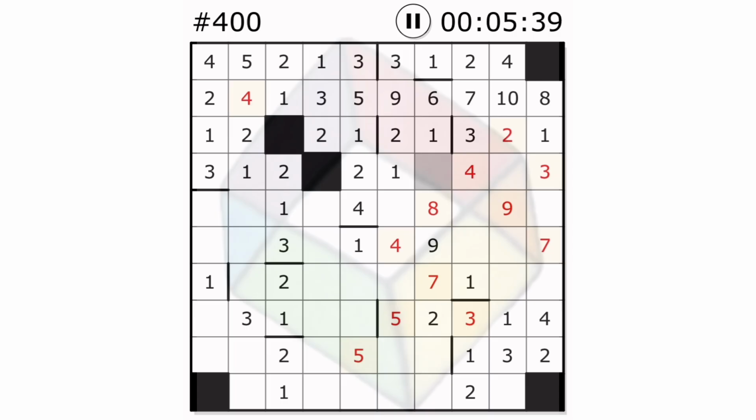But wait, there's more. This has to be 5 and this has to be 6. But there's even more. Let's take a look at this. Where does the 10 go in C6? Well, it can't go there. That's 8. And that's 7. That's 9. This has to be a 10. And if that's a 10, then this is our very last 10.